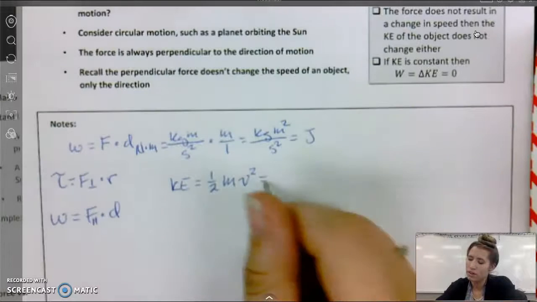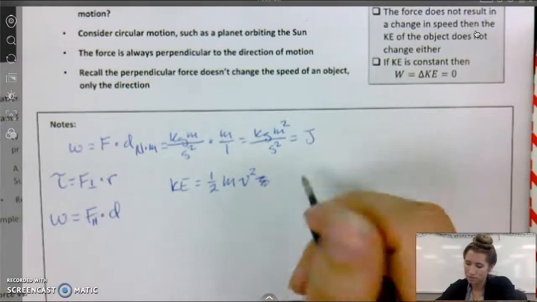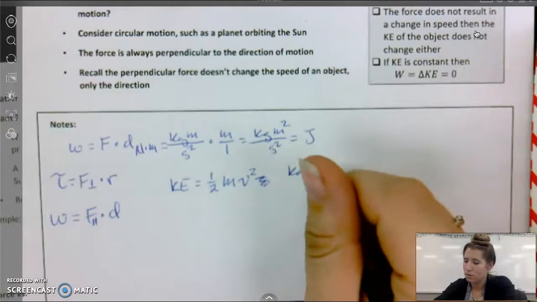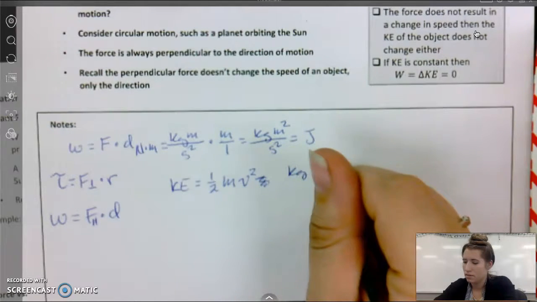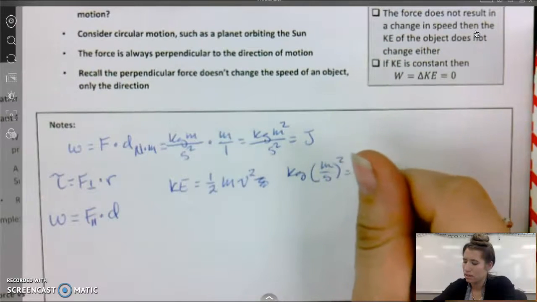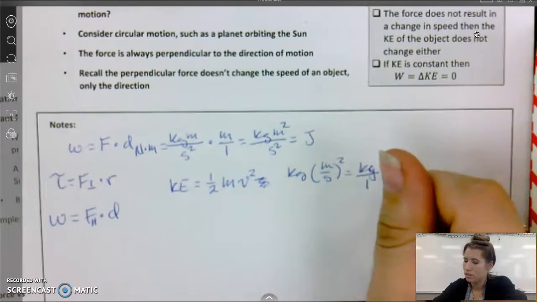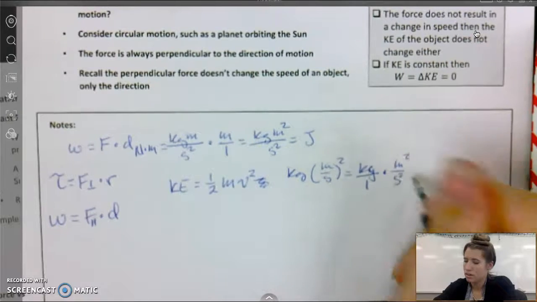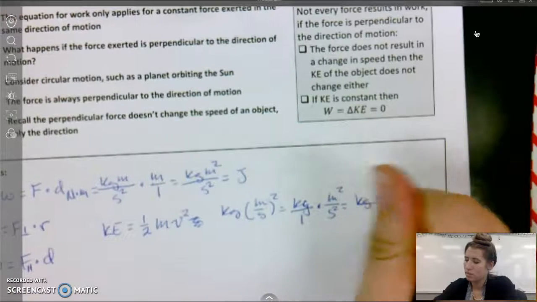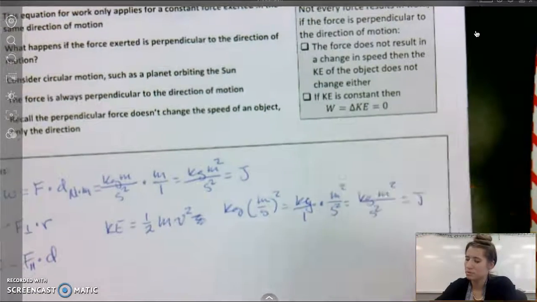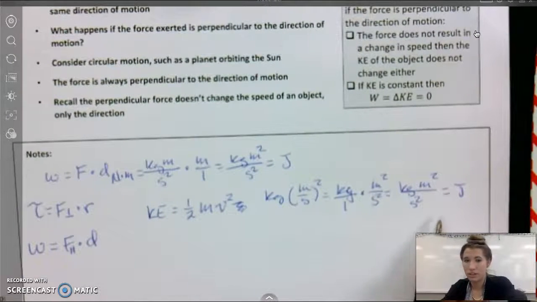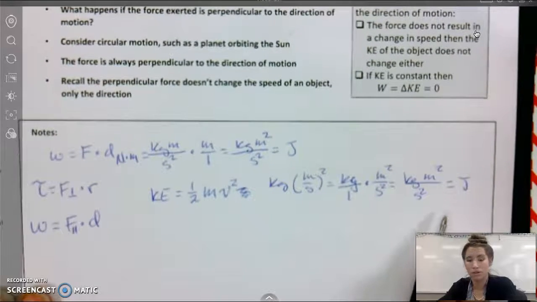Okay, so as far as unit analysis goes, 1/2 is unitless, mass is kilograms, multiplied by meters per second squared. So that would be kilograms multiplied by meters squared per second squared. So we'd end up with kilograms meters squared per second squared, and so that's a joule. Okay, so energy and work have the same units, and the change in energy is work.